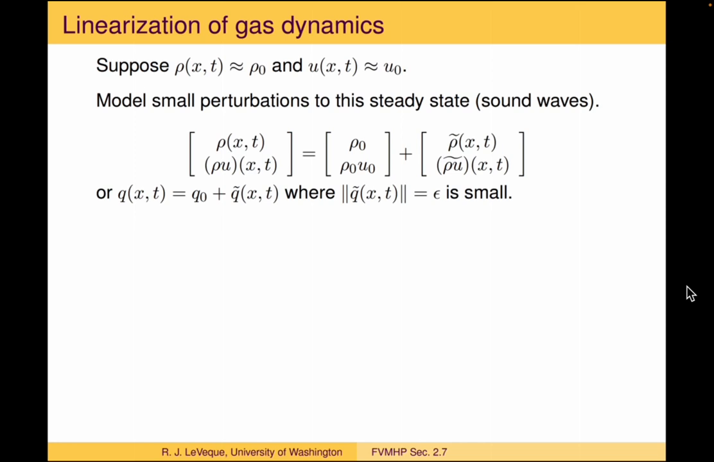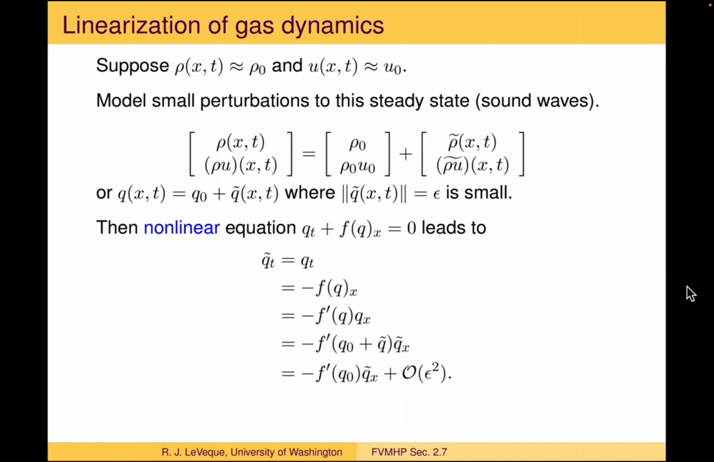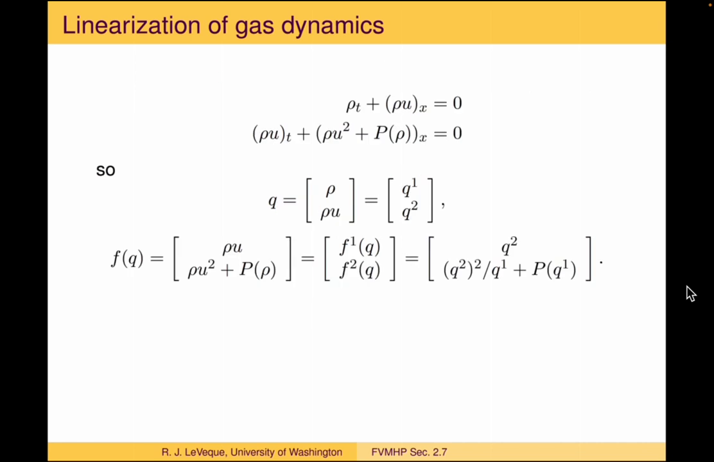And we're assuming now then that our state q is some steady constant state plus small perturbations as before. And so going through exactly the same steps we had before, we can linearize this by a linear system of equations where A is the Jacobian matrix for this flux function. So what's the Jacobian matrix in this case?